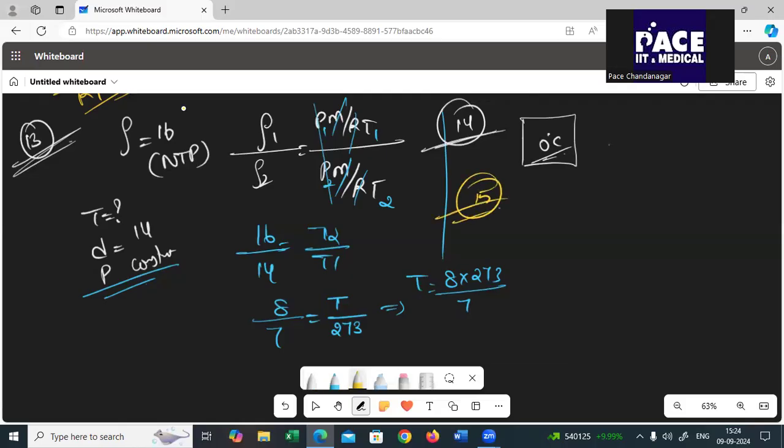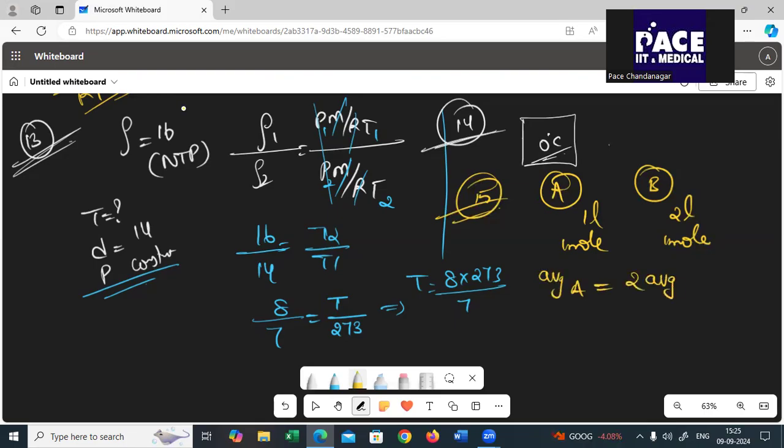Next, two flasks A and B have capacities 1 liter and 2 liter. Each of them contains 1 mole of a gas. Temperatures of the flasks are adjusted so that the average speed of molecules in A is twice that in B. So what do we mean by that? Average speed of A is twice the average speed of B.